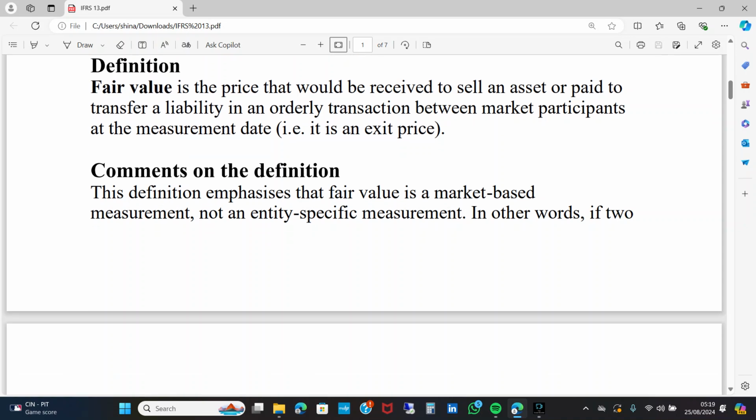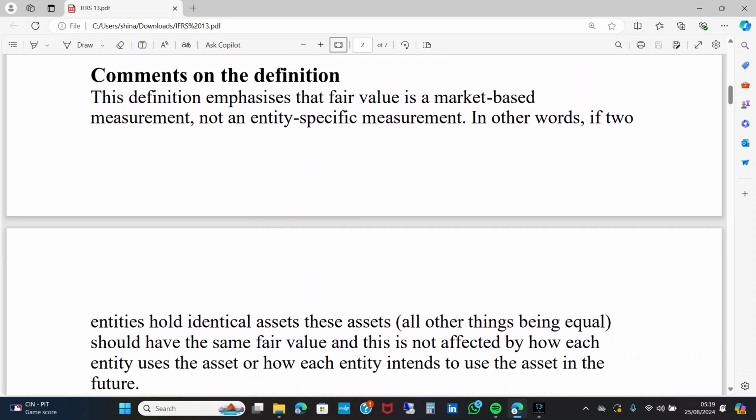Now, comment. This definition emphasizes that fair value is a market-based measurement, not an entity-specific measurement. So please note that when we are looking at fair value, fair value is market based. We get our value from the market. Remember, I said if it's an asset, we are selling. If it's a liability, we are transferring in the market transaction.